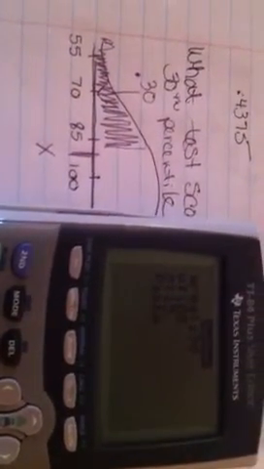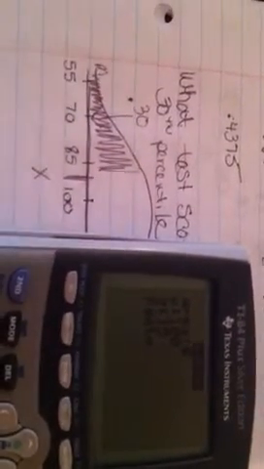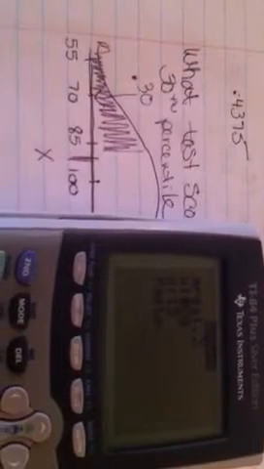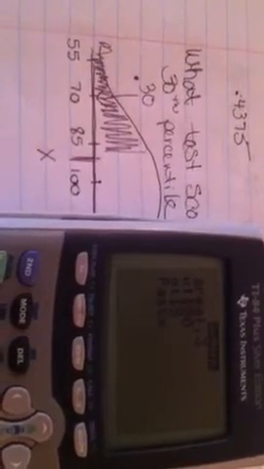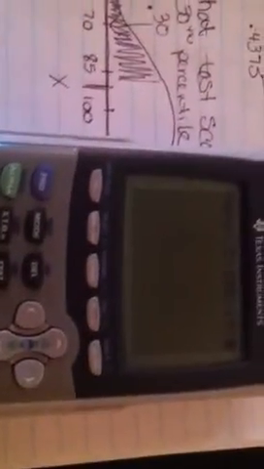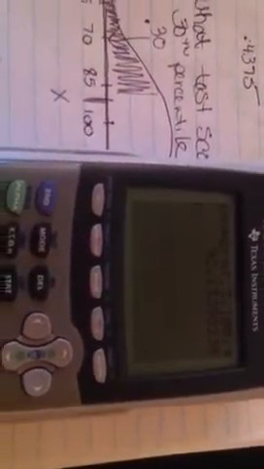And the area that we need to put in would be the area to the left, so that's going to be 0.3. And then our mean was 100, and our standard deviation was 15. And I got 92. So a test score of 92 would represent the 30th percentile.